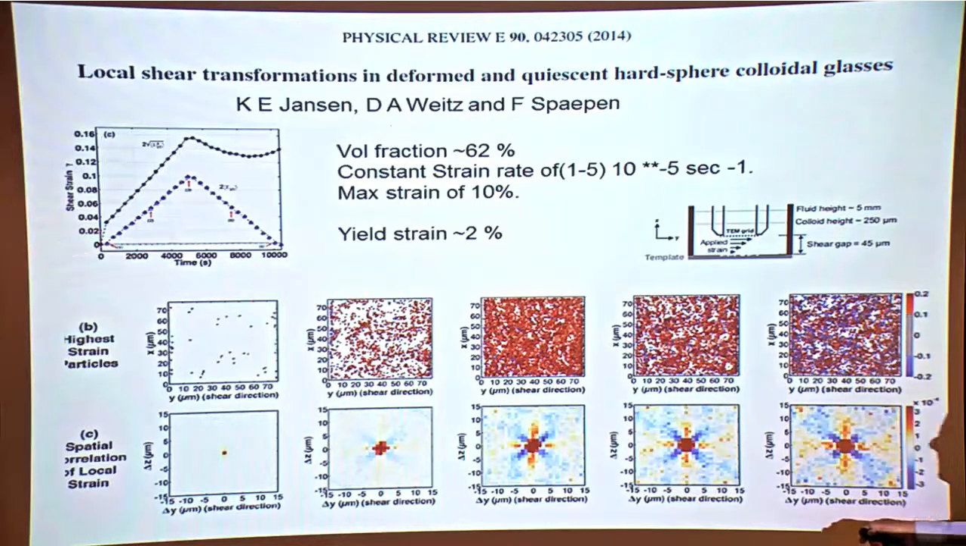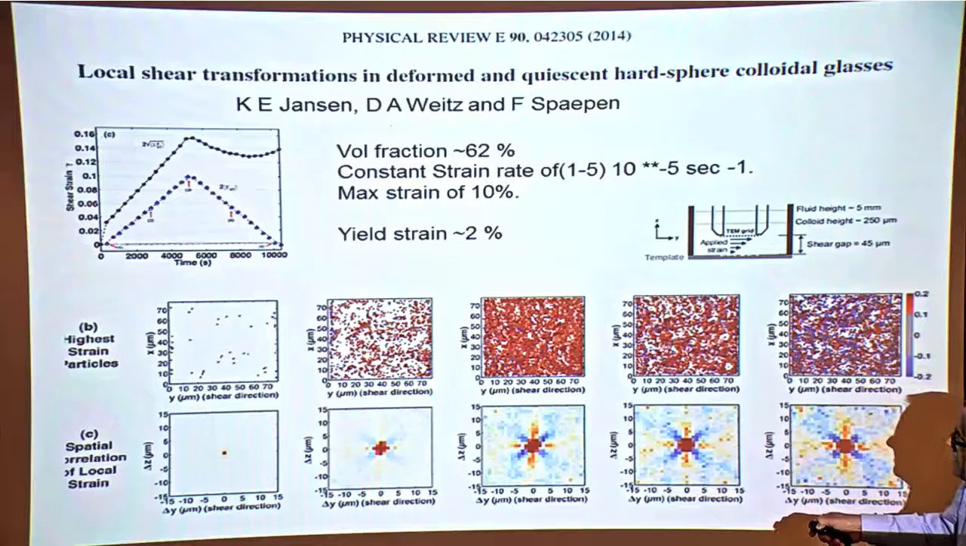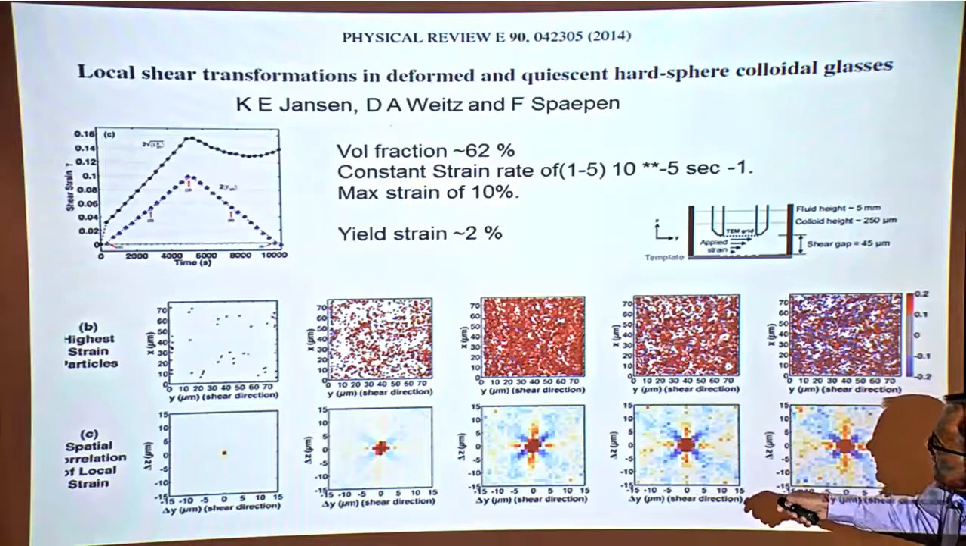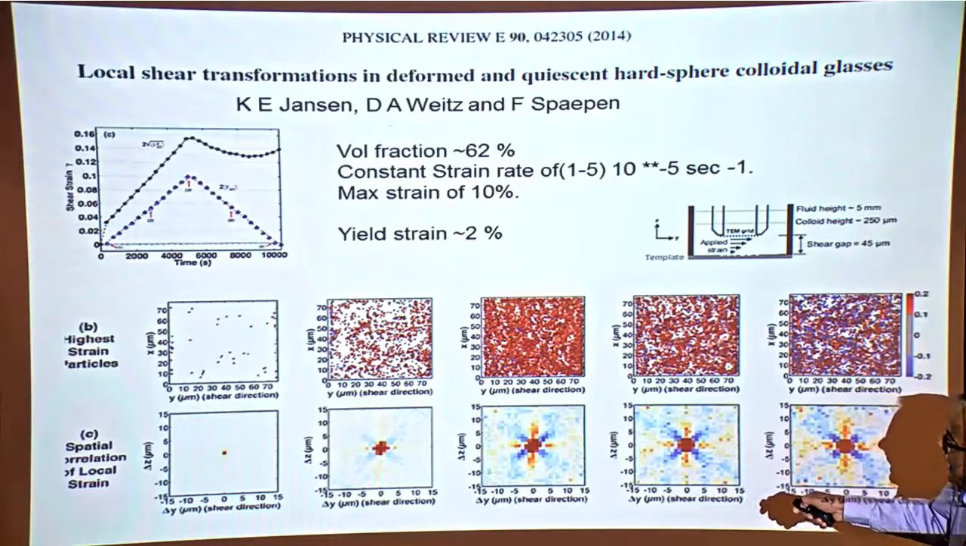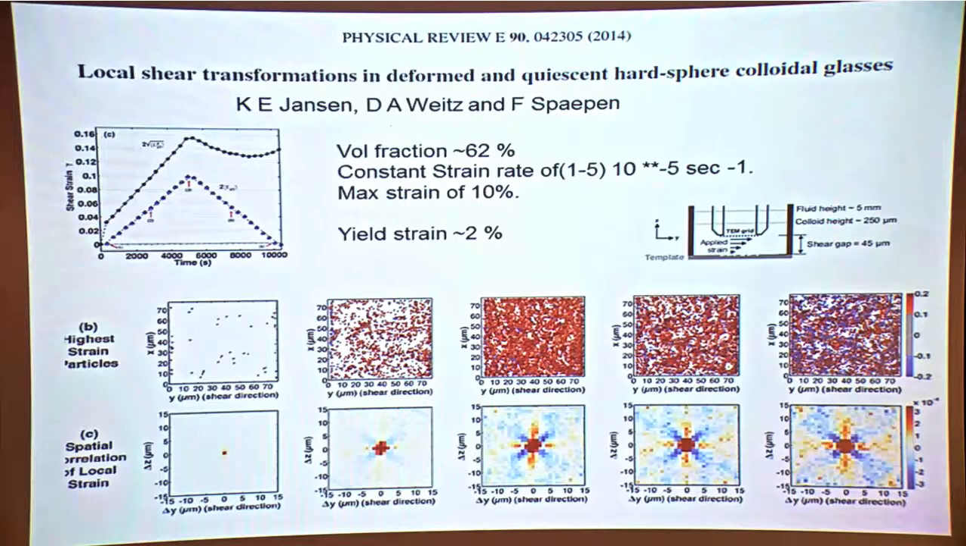So here, if you look at the shear strain, it increases from 0 to, let's say, 10% and then comes down, and the shear rate is again very small, 1 × 10⁻⁵ to 5 × 10⁻⁵, and maximum strain is 10%. Then they come back to see the reversibility of these plastic events. Again, I have given you a snapshot from their experiment. Here it is again in the velocity gradient plane.